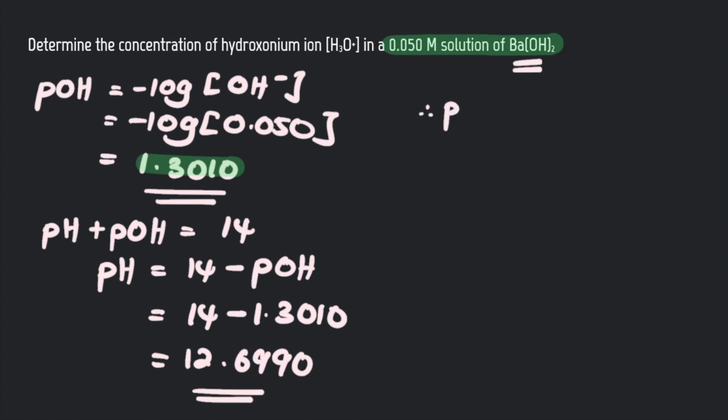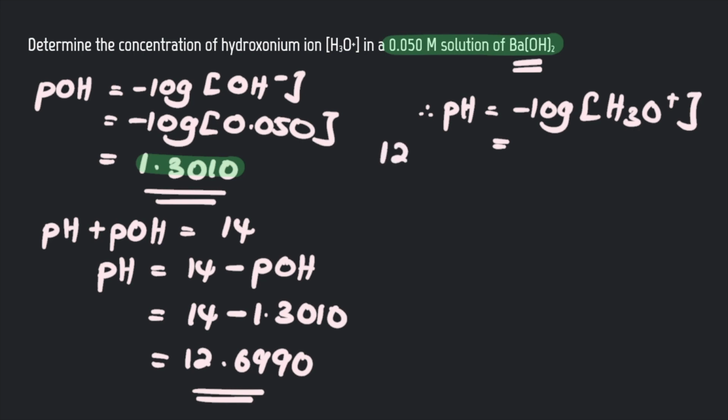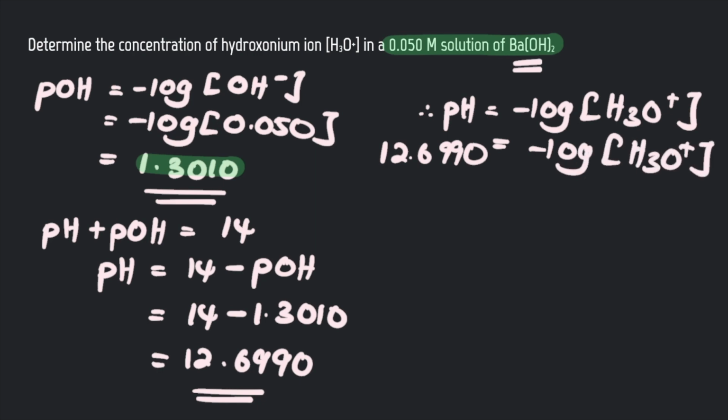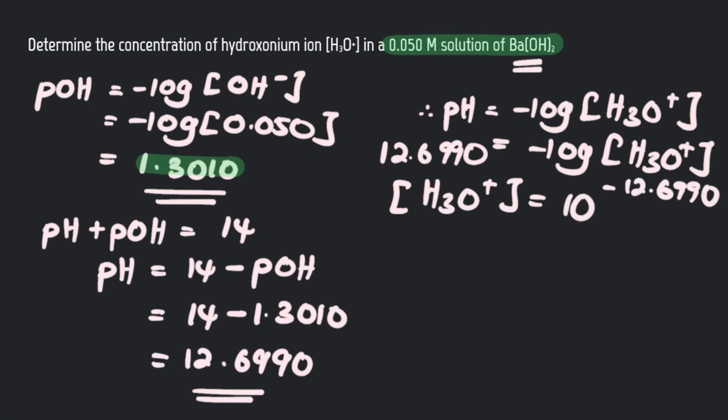So you have to calculate again. pH is equivalent to negative log of H3O plus. So your pH, 12.6990, is equivalent to negative log of the concentration of hydroxonium. Therefore, your concentration of hydroxonium ion is equivalent to 10 to the power of negative 12.6990. So you will get 1.9999 times 10 to the power of negative 13.